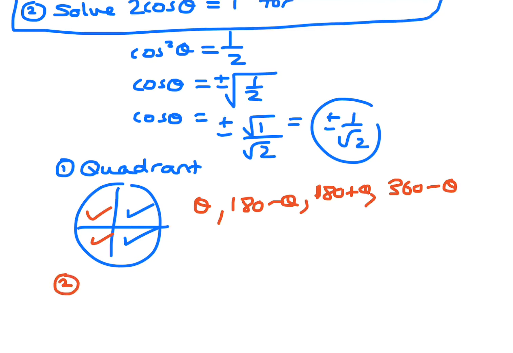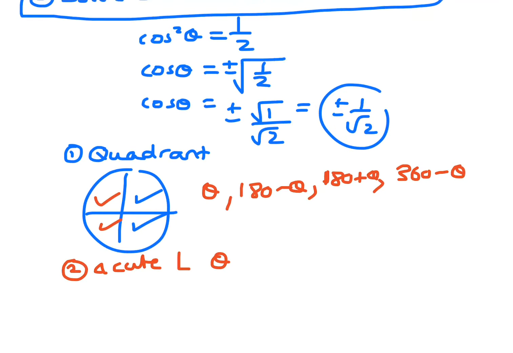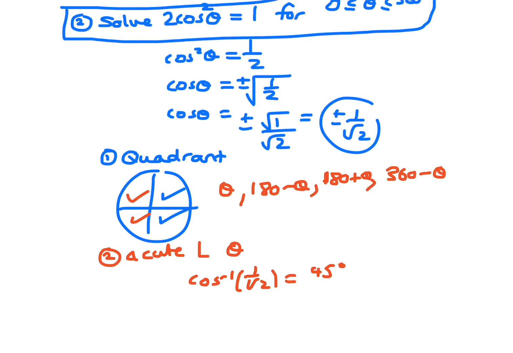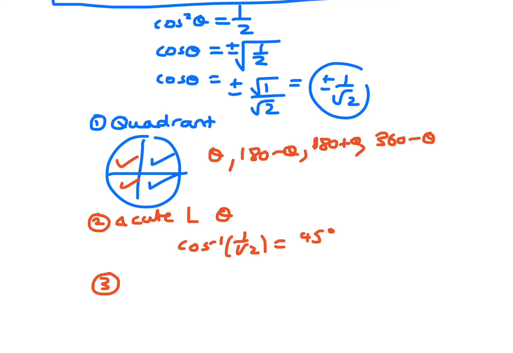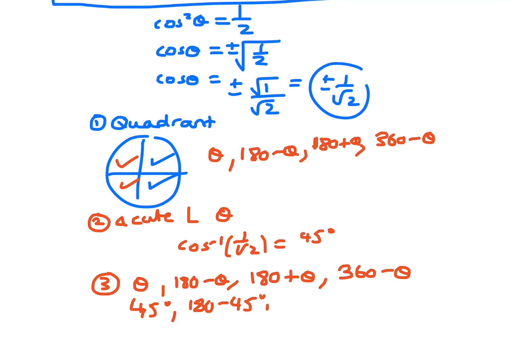So then your next step is to get the acute angle theta. So to get the acute angle, you just go cos the minus 1 of 1 on root 2, or you use your triangles and realise it is 45 degrees. And then the third thing is to sub it into these. So it's theta, 180 minus theta, 180 plus theta, and it is in all quadrants because it was plus or minus, because we had to square root the other side in order to get our solution. So it's 45, 180 minus 45, 180 plus 45, and 360 minus 45.